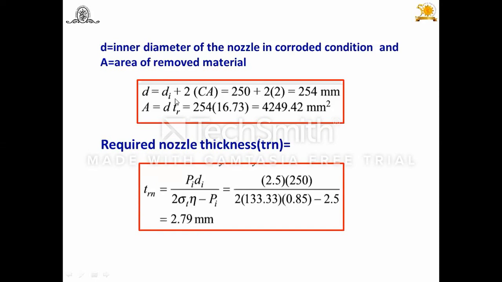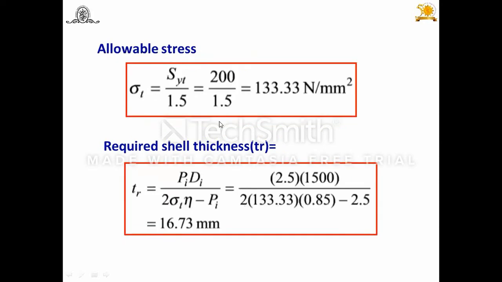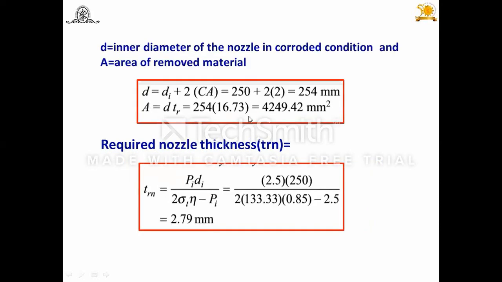Again, D is equal to Di plus 2 Ca. Di is given for the nozzle, that is 250. 250 plus 2 Ca, that is 254. And we have to find out the area which is removed to fit that nozzle, that is D into Tr. Now this D, that is 254, we have calculated here, Di plus 2 Ca, into Tr. Tr is already calculated from the shell thickness. Substituting it, you will get the area of material which is removed. And this area helps us to decide the reinforcing pad.